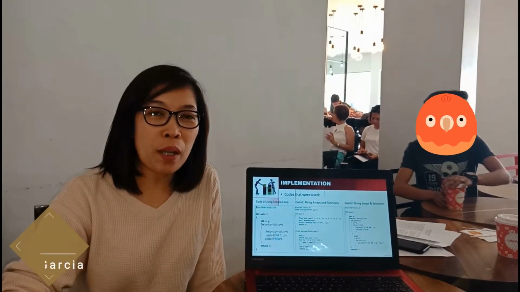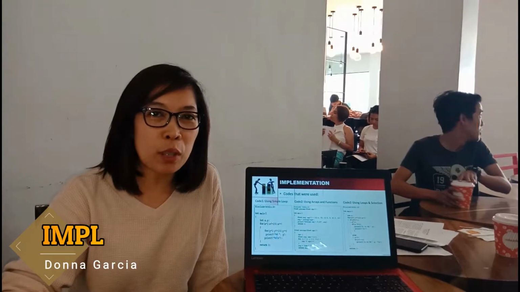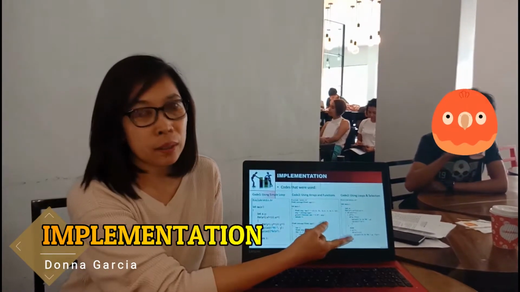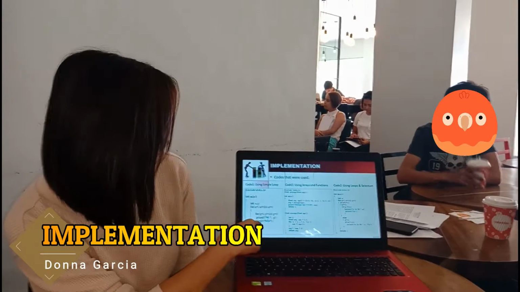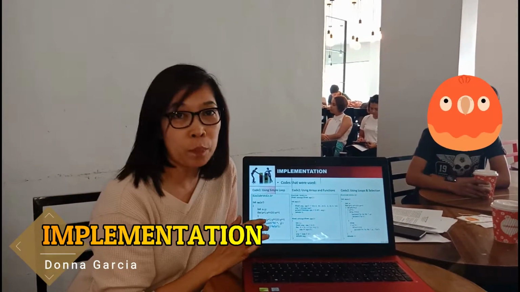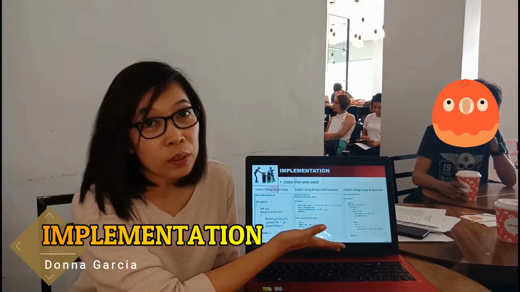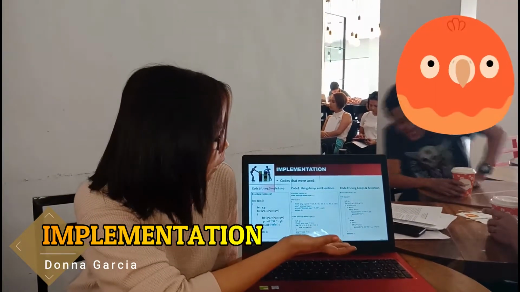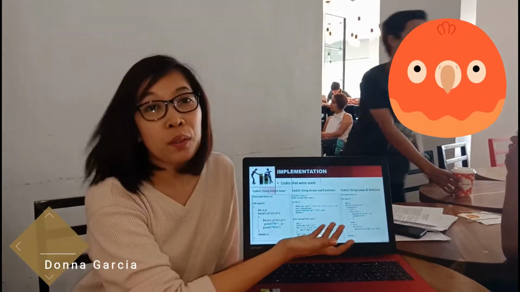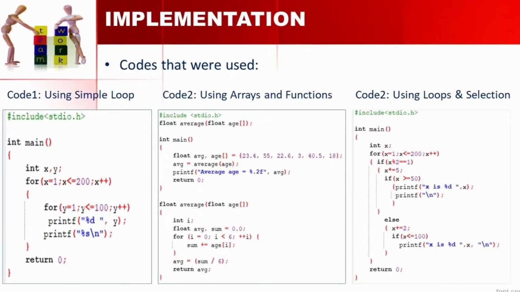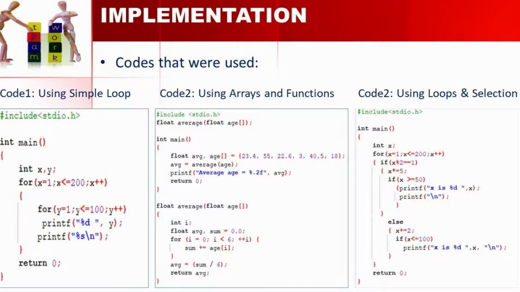To implement the system that we have developed, we used 3 codes. The first code is using a simple loop. The second code is using arrays and functions. And the third code is using a combination of loops and selection structure. This is to test how the online compilers and the offline compilers will work, or how they will affect the compilation time using these 3 different codes.